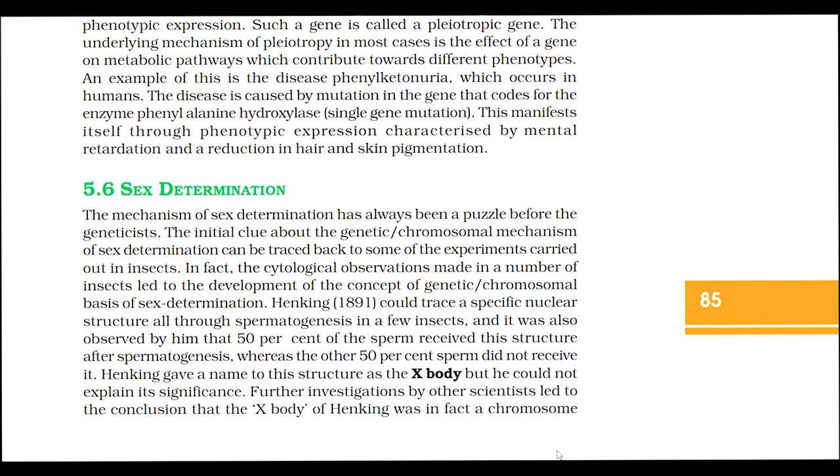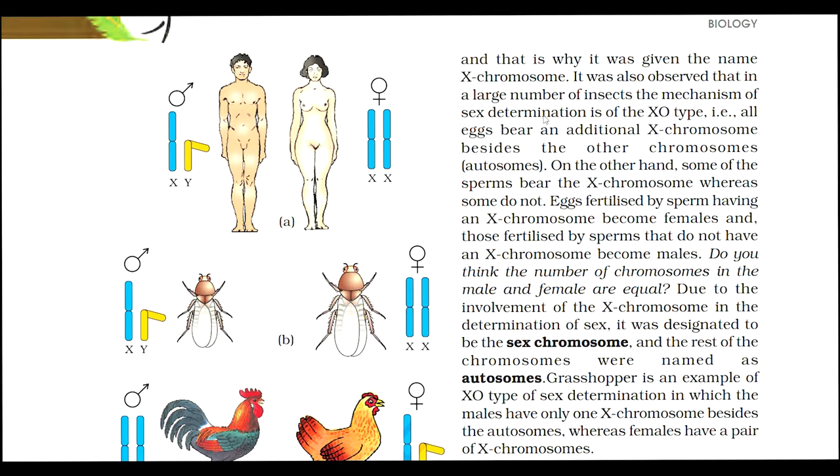And that is why it was given the name X chromosome. It was also observed that in a large number of insects, the mechanism of sex determination is of the XO type, that is, all eggs bear an additional X chromosome besides the other chromosomes, which are autosomes.